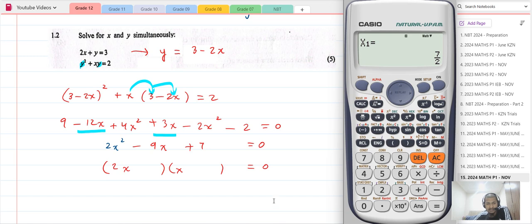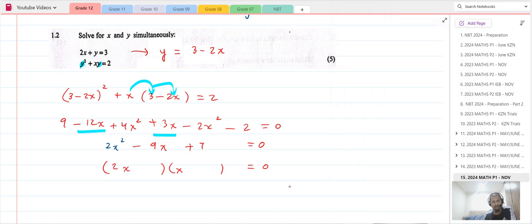2x minus 7. So the 7 goes here. Right, and so yeah, factoring, you can only use the numbers 1 and 7. Okay, so 1 here and 7 there, so you get minus 2x minus 7x. So x is equal to 7 over 2, or x is equal to 1.